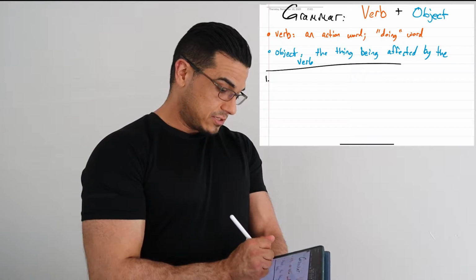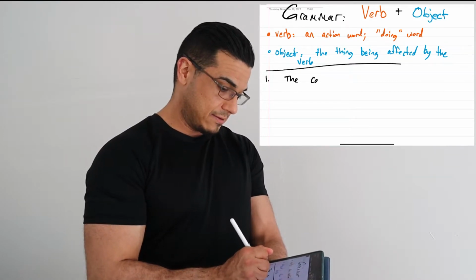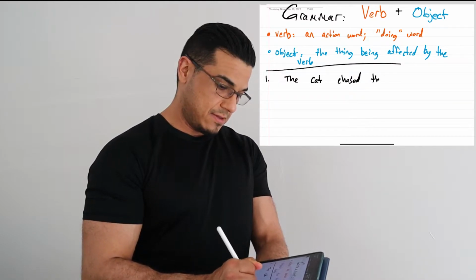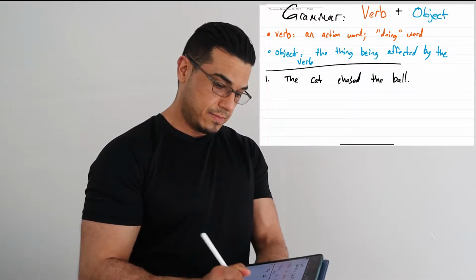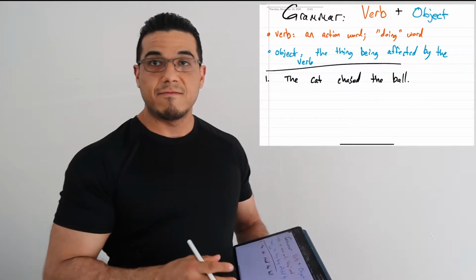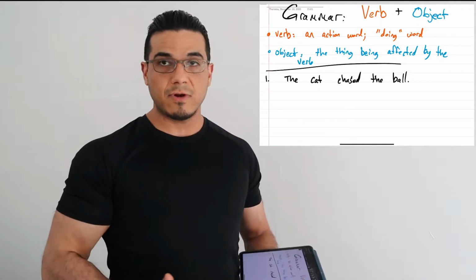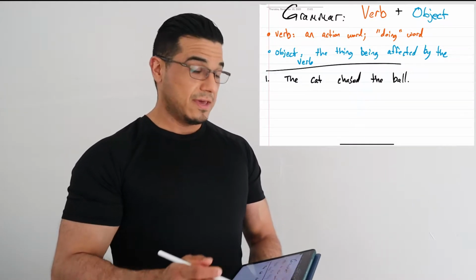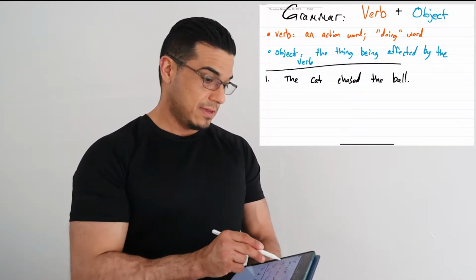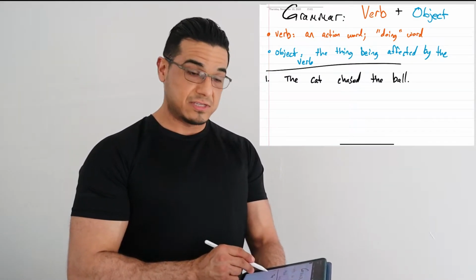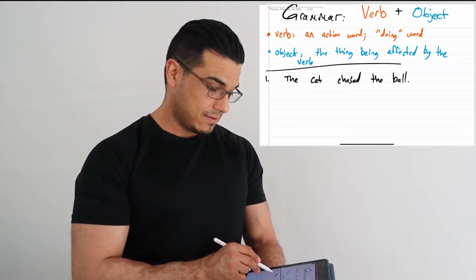All right, let's go ahead and start with the cat chased the ball. Period. All right, very basic sentence. The first thing we want to ask ourselves is who or what is the sentence about? This will help us identify the subject. From here, I'm going to go ahead and switch to orange. We're going to underline the subject as being the cat.